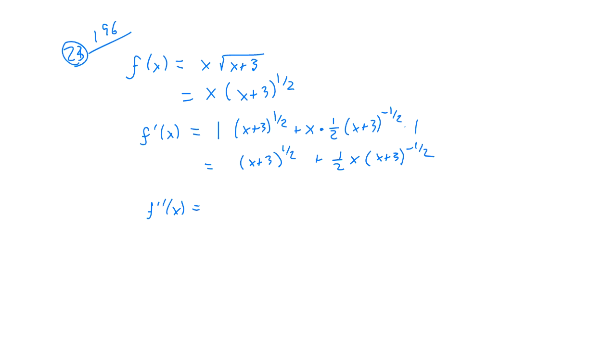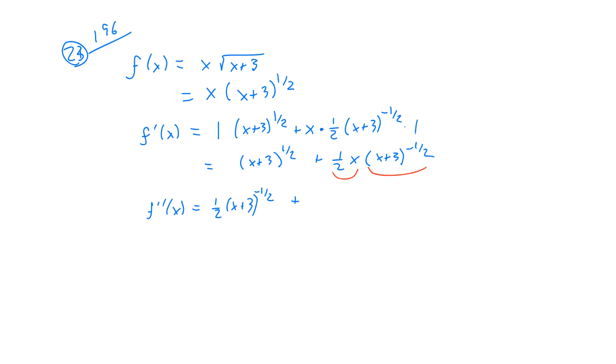The first one's easy. That one only involves the chain rule. So I get 1/2 times (x + 3)^(-1/2) times the derivative of the inside, which is 1, plus, and now for the second part, I do need to use the product rule again. So I'm going to apply the product rule, letting u be the 1/2 x and letting v be (x + 3)^(-1/2).